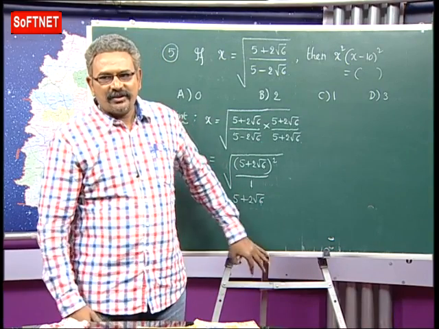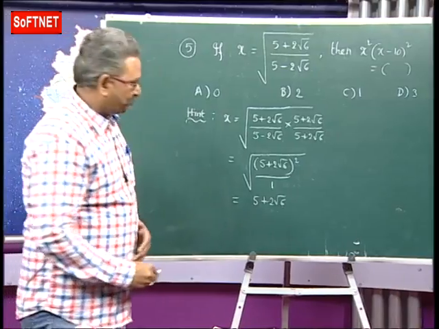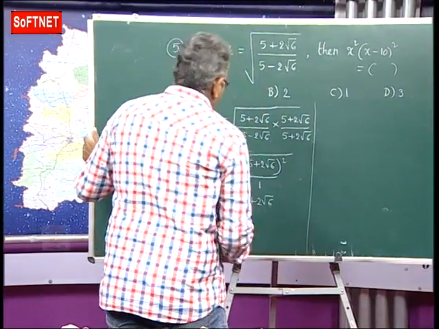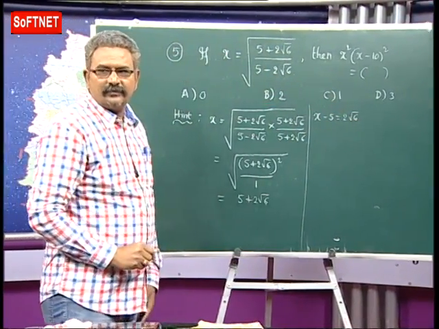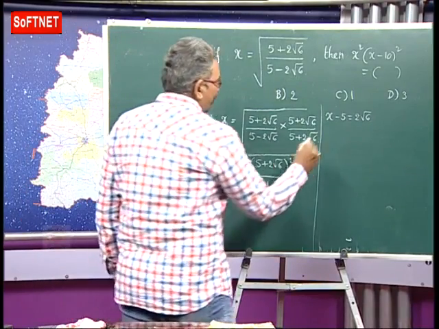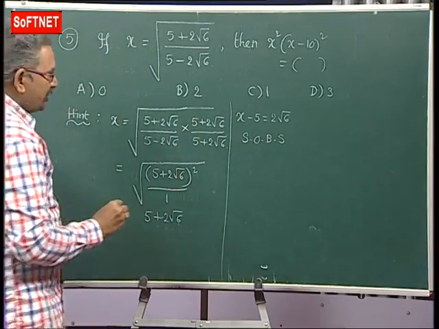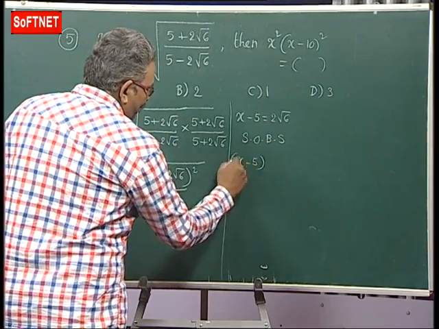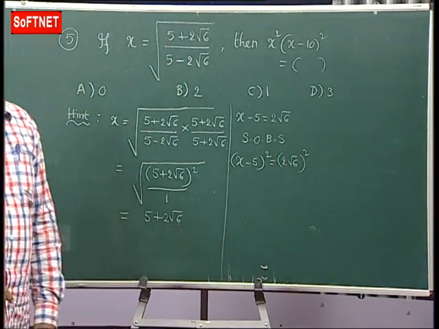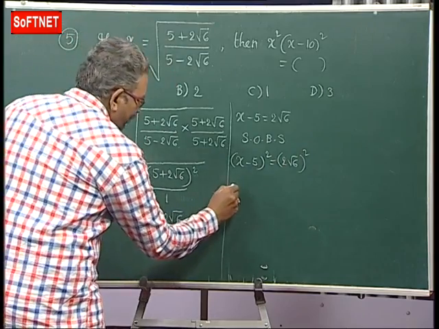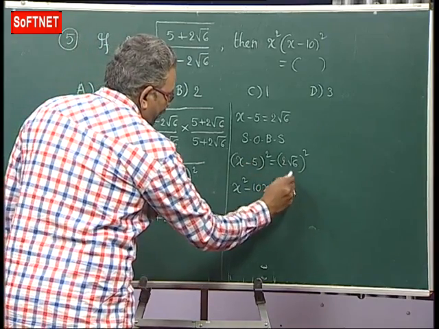Just you do one thing, first try to frame a quadratic equation using this one. See, bring 5 this side. x minus 5 is equal to 2 root 6. Just square it. Squaring on both sides. What do you get? (x minus 5) whole square is equal to (2 root 6) square. It's very simple. (a minus b) whole square, x square minus 10x plus 25, b square, this is 24.